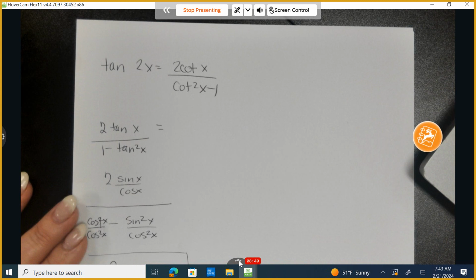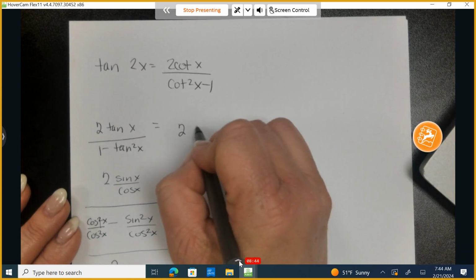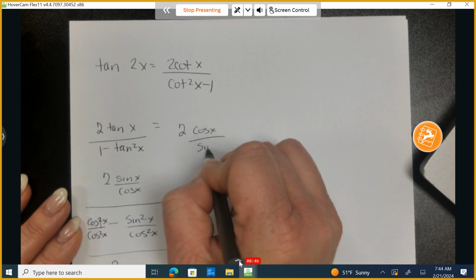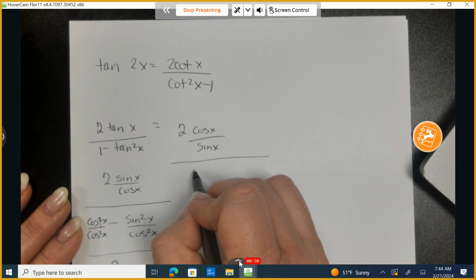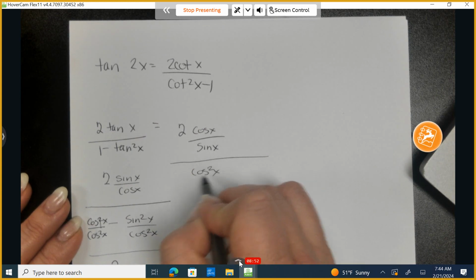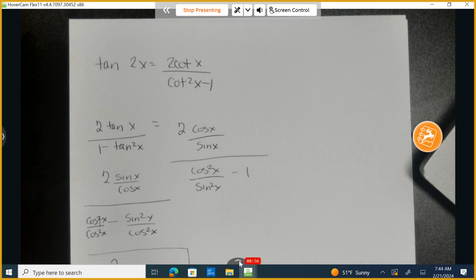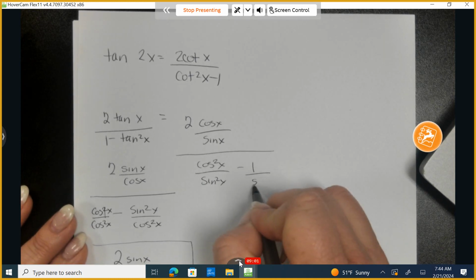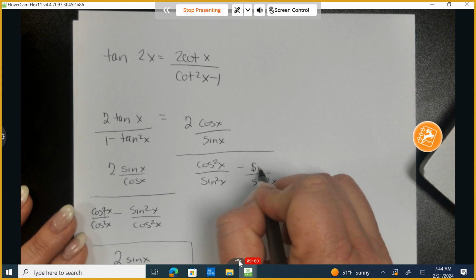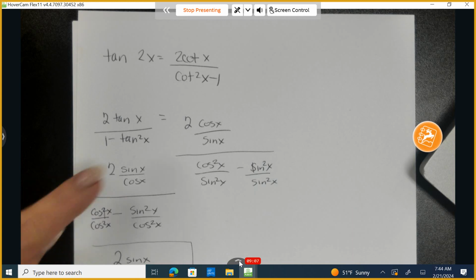I'm going to rewrite cotangent as, what is cotangent equivalent to? Cosine of x divided by the sine of x. Then we're going to divide this by, I'm rewriting cotangent as cosine squared over sine squared minus 1. But what's a better way for me to write 1 when I know I want to combine these? Anyone? Sine squared over sine squared, because I know that this is equivalent to 1. Okay, so this is what I have.